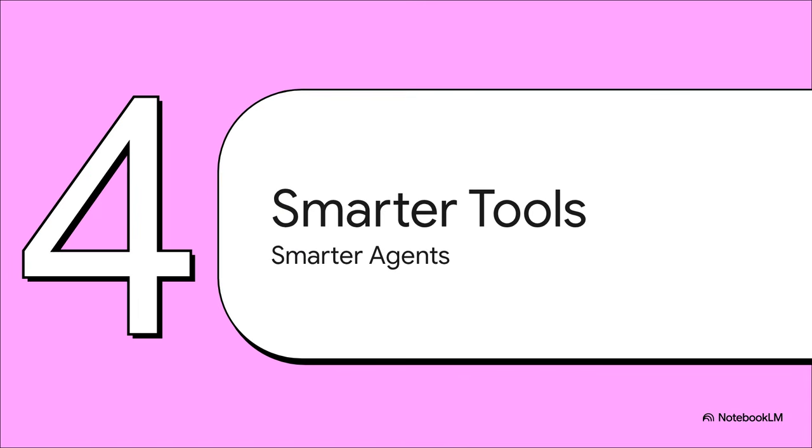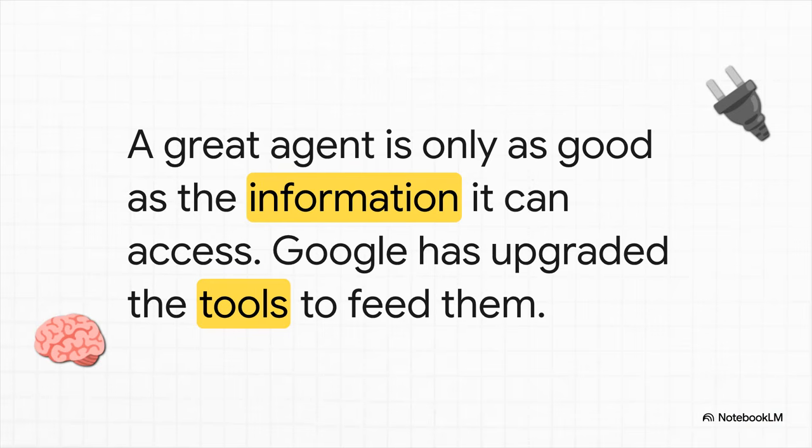But a brilliant agent is kind of useless if it doesn't have the right info to work with, right? So alongside the new agent builder, Google also gave a major upgrade to the tools you use to feed your agents the data they need to be smart. And this is such a critical piece of the whole puzzle. You can have the smartest agent on the planet, but if it doesn't have good data, it's just not going to work. So let's see how Google's tackling that.